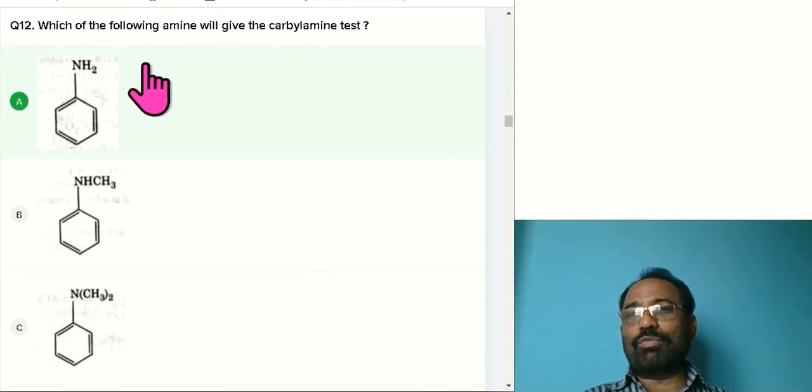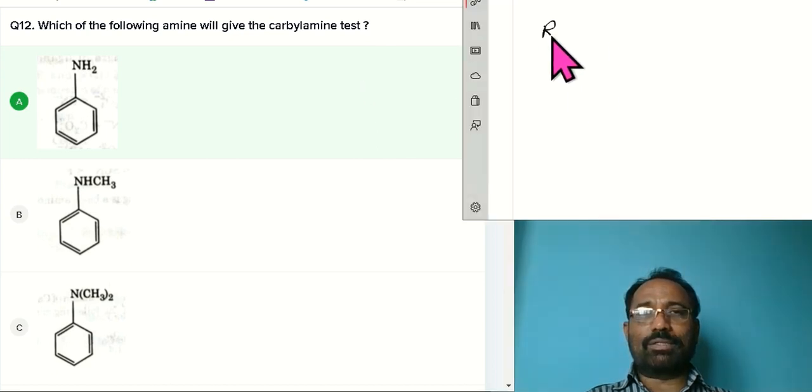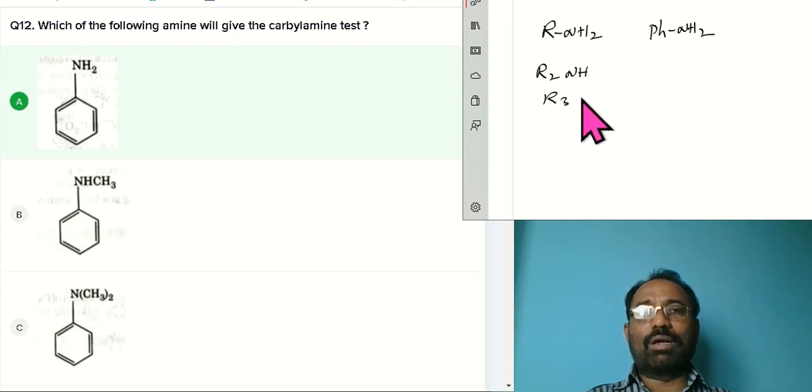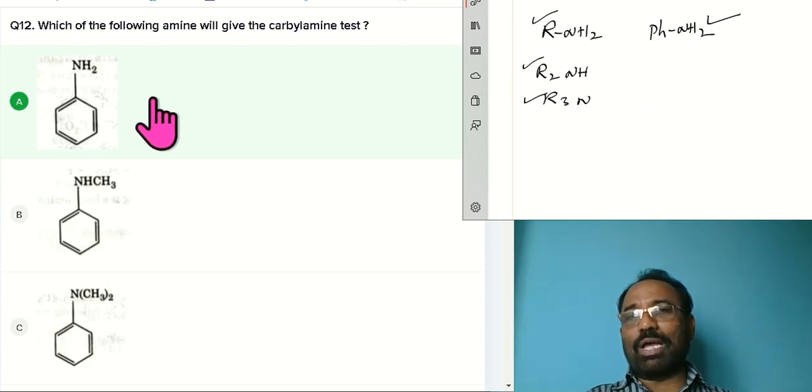In question number 12, which of the following amines gives the carbylamine test? The carbylamine test is given only by primary amines. Primary amines should be like RNH2, or in case of aryl, ArNH2. Secondary amines are R2NH, and tertiary amines are R3N. This is a primary amine, this is a secondary amine, this is a tertiary amine. This is also a primary amine. Therefore, aniline is the right answer.